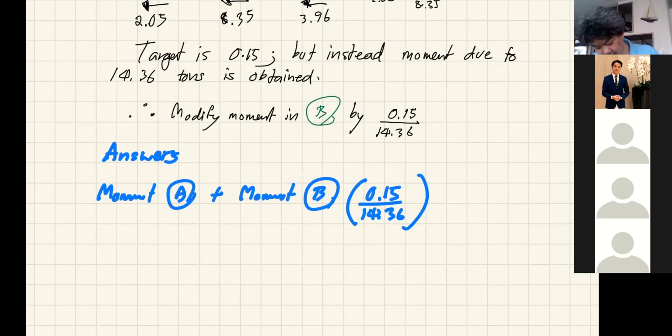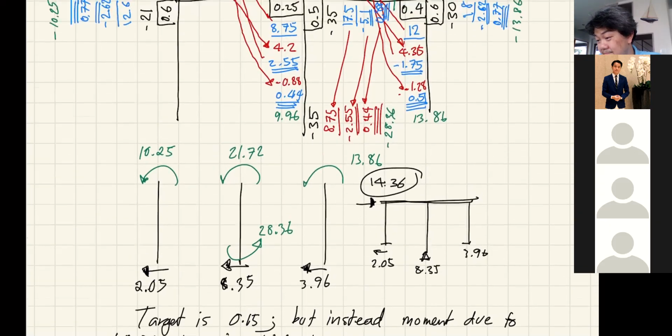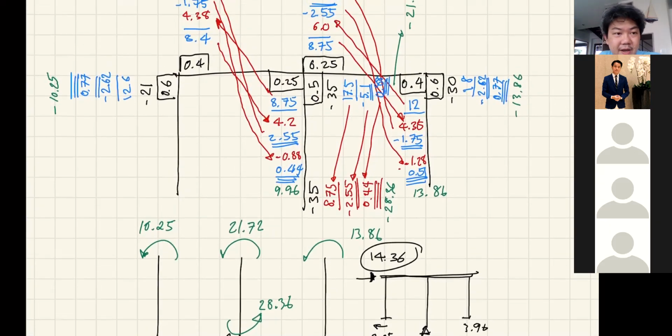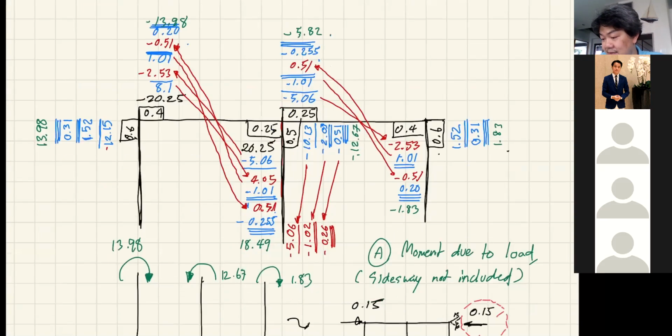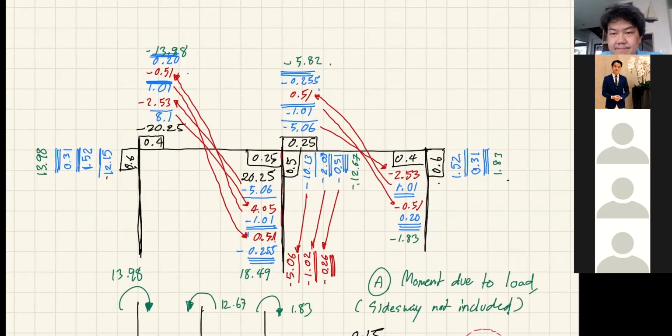Okay, if you want to see it, I can do it for you, but it's been almost an hour now and I'm afraid that the clip is going to be too long. So I think you get the idea. To add the first case with the second case, it shouldn't be any problem, right? You need to come back and modify all these end moments by that factor, which is 0.15 over 14.36. Okay? And then add up with the moment due to case A, which is this. And then you have your final answer. All right?